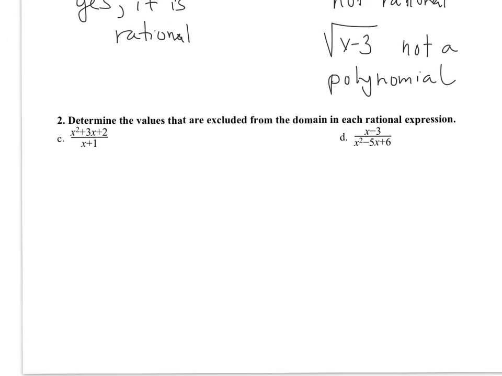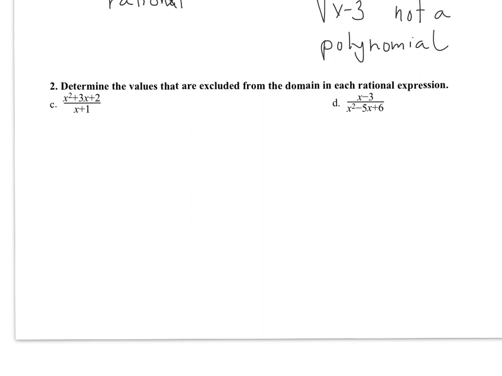Okay, the second kind of problem is dealing with that domain problem. We can think about, okay, determine what values are excluded from the domain in each rational expression. So basically, what can x not equal? Now in these problems, it's kind of a hard thing, but what we really have to do is we ignore the numerator altogether. So we just look at x plus 1, which is the bottom. So when I look at x plus 1, I want to know what values for x will make the bottom 0. What would I plug in for x to make it 0?